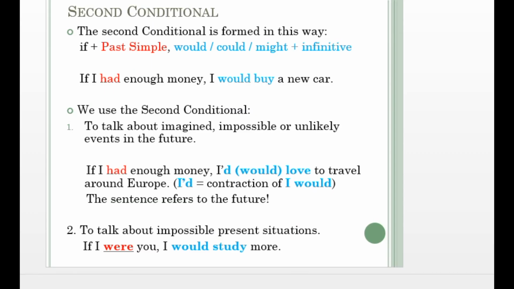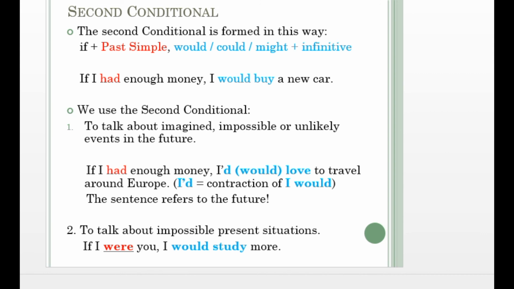To finish, let's review the second conditional. The second conditional is formed in this way. We have if plus the past simple in this sentence, that is the conditional part. And in the main sentence we use would or could or might plus the verb in the infinitive. Example, if I had enough money, I would buy a new car. Here I'm using if plus the verb in the past, had, past tense of have. And in the main sentence I use would plus the verb in the infinitive, would buy, right?